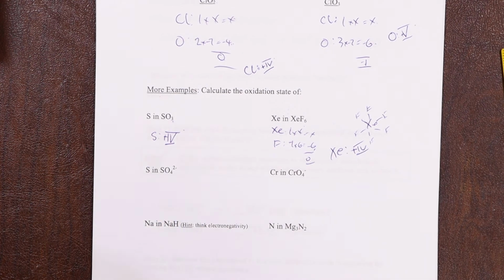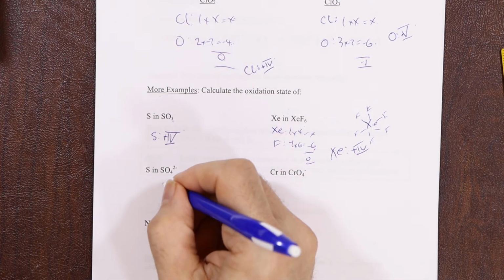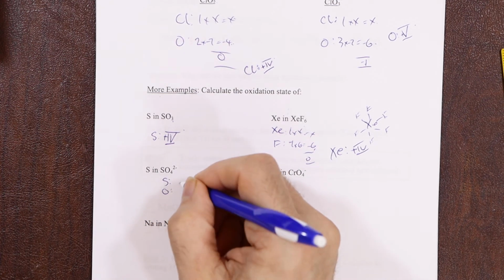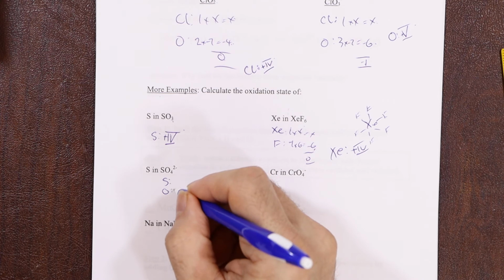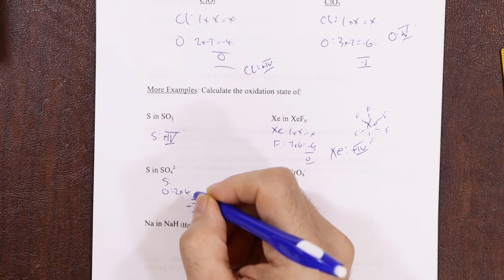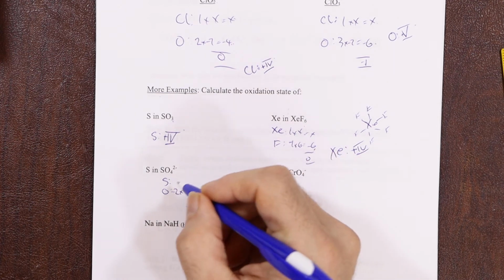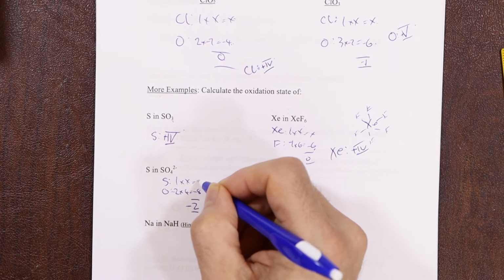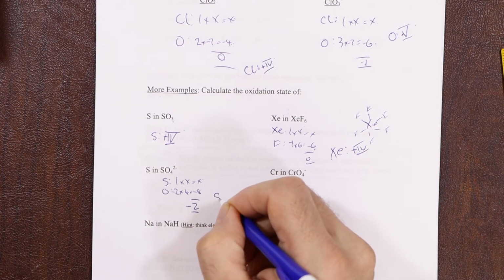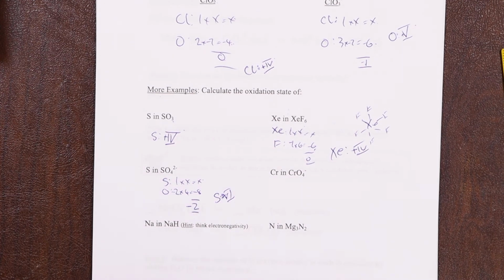Sulfur in the sulfate ion, obviously we're going to do the math for this one. So sulfur, oxygen. Sulfur loses, oxygen wins. 4 of them times minus 2 is minus 8, but hey, you got it. Here 1 times X equals X, it must be 6. Sulfur, plus 6 again. Oftentimes sulfur is a plus 6.